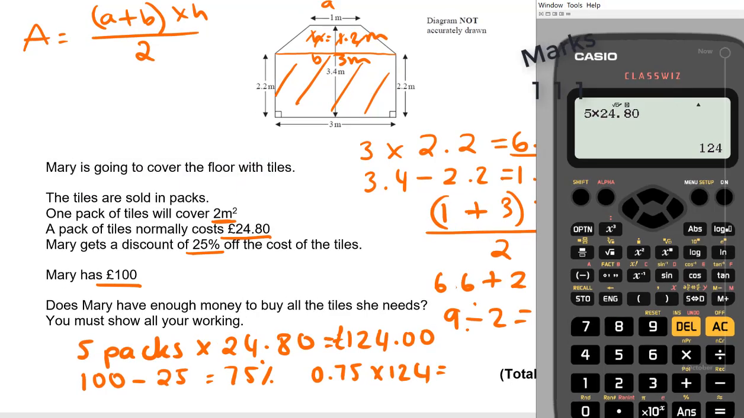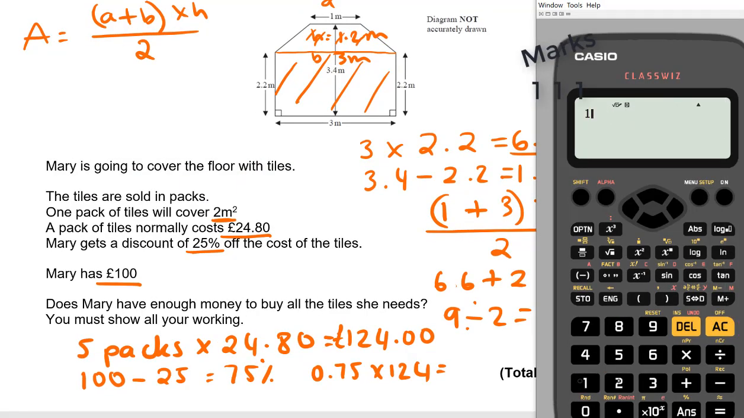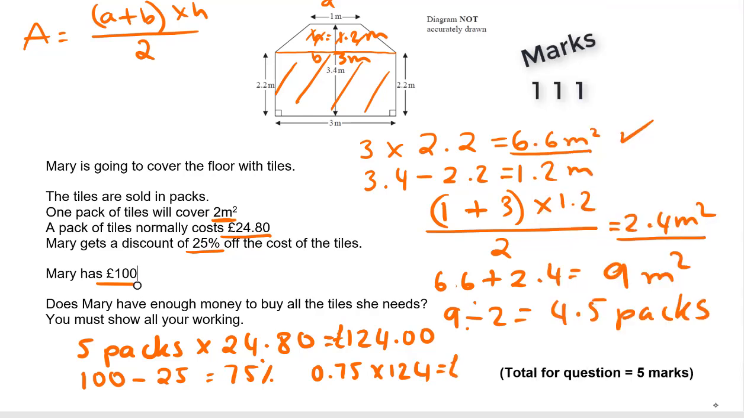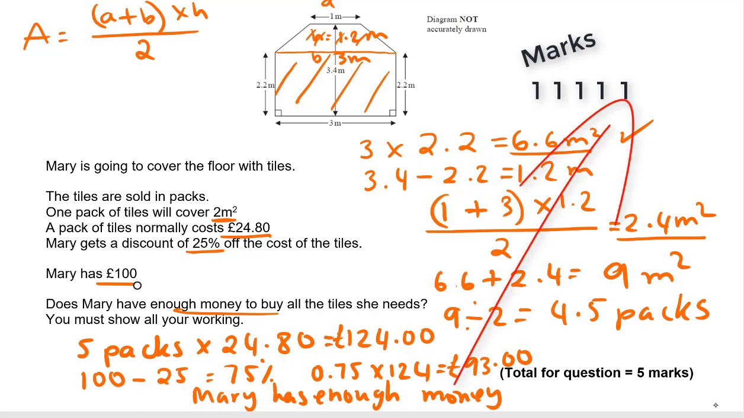Clear the memory. So 124 times by 0.75 is equal to £93. So Mary will pay £93. So does Mary have enough money? Yes, Mary has enough money to tile the conservatory and buy all the tiles she needs.